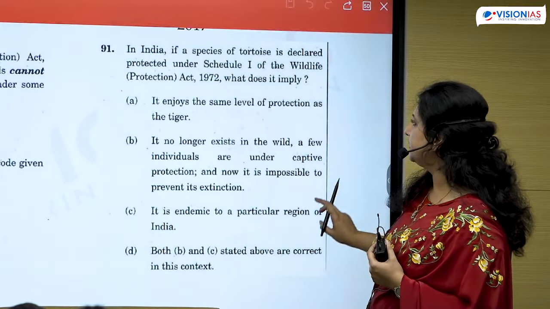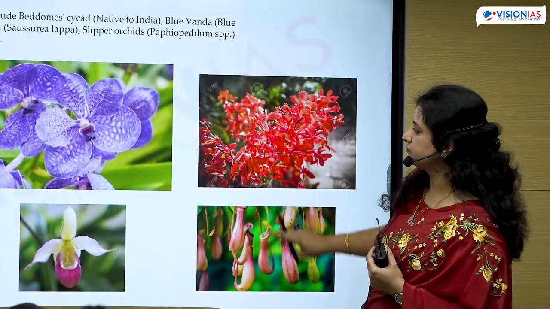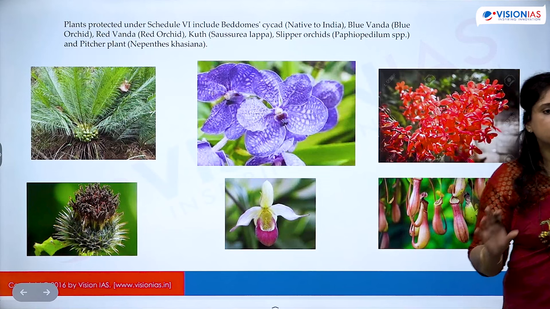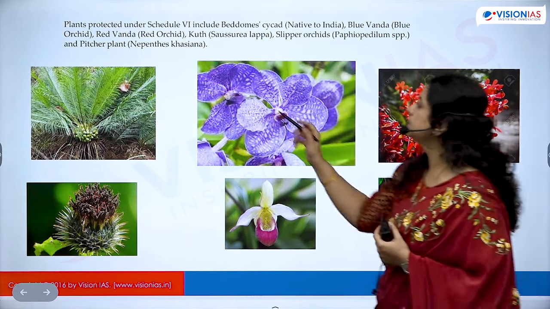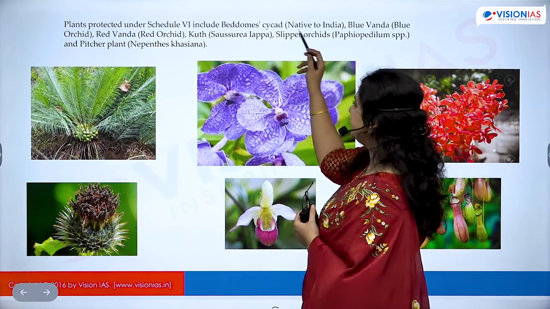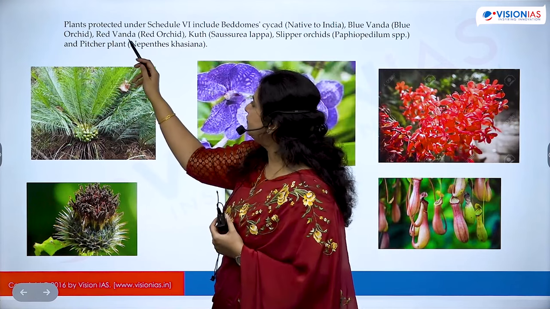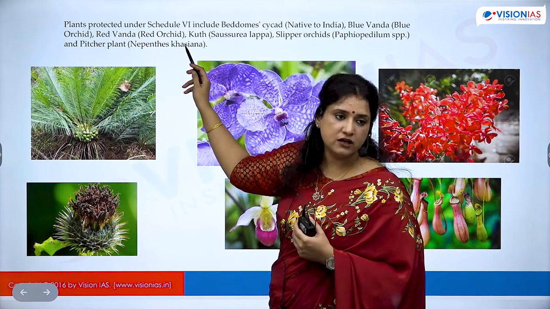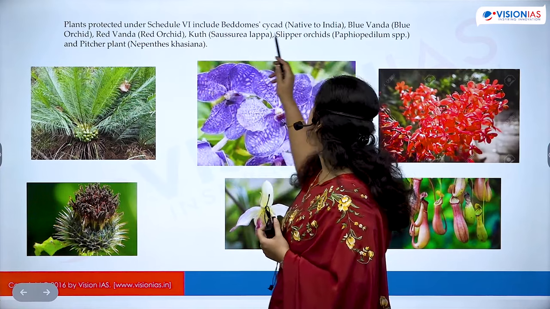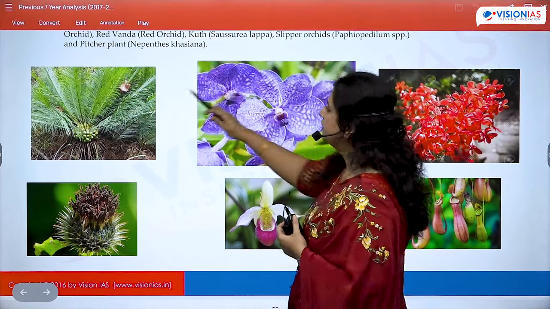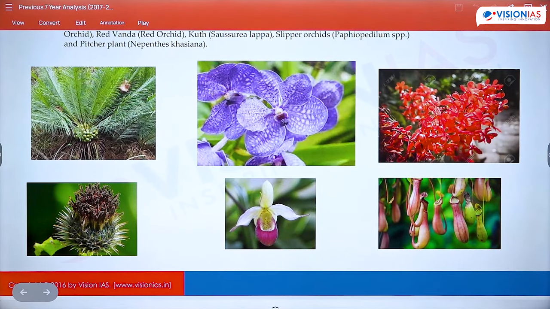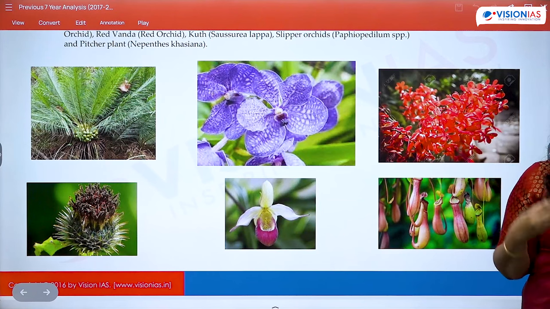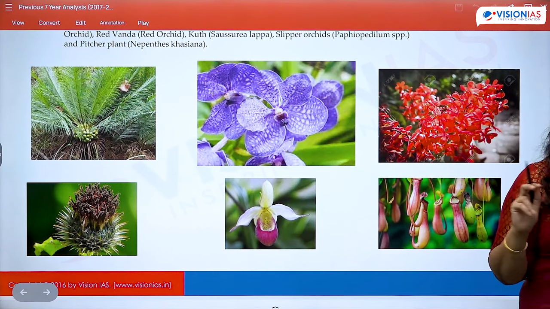Okay, let's take a look at the plants. Acha, we'll go further. I think we'll see that. So currently, Schedule 6 of the Wildlife Protection Act has named only a few plants, that is Beddome's cycad, which is native to India, blue vanda, red vanda, kuth. Kuth is also a medicinal plant, okay? Some of you might have heard of kuth, slipper orchid, and finally pitcher plant. These are the photographs of those plants, okay? These few names are written in Schedule 6, and in order to grow these plants, you have to take permission and you have to take a license.